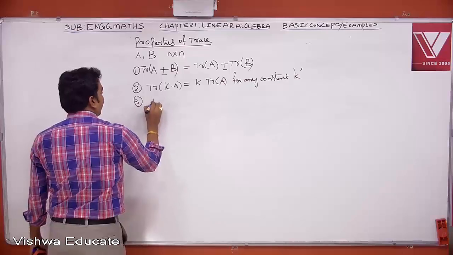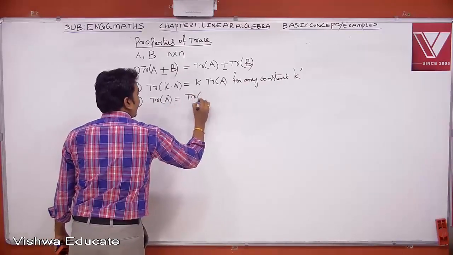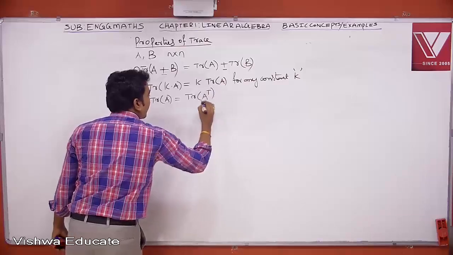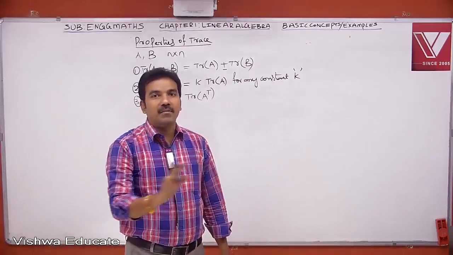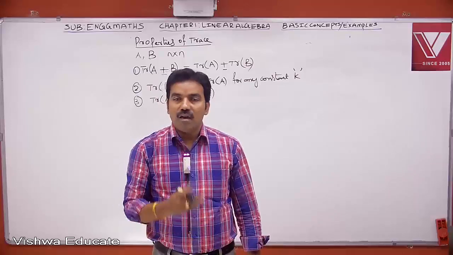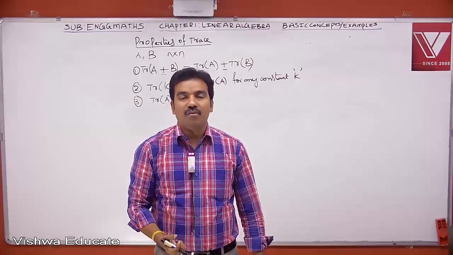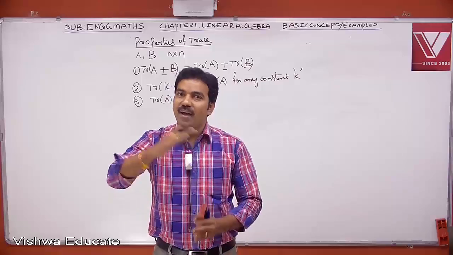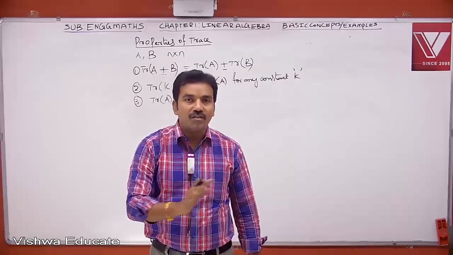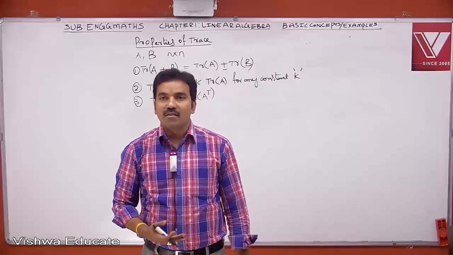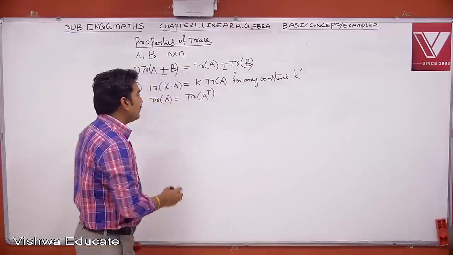Property 3. Trace of A is the same as trace of A transpose, right? See, when you transpose a matrix A, diagonal elements will not change their locations. A11 will be in the same location. For trace, only diagonal elements are required. The remaining elements will change their locations, but diagonal elements will not. So in that context, trace of A and trace of A transpose will be the same.